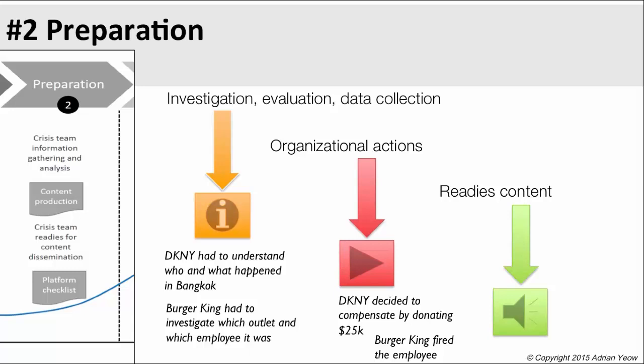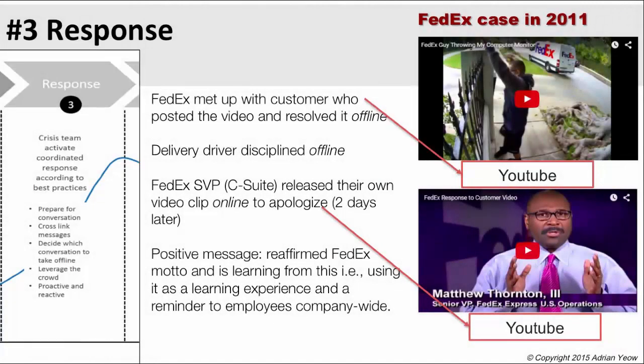information are compiled. The third step is response. The previous two steps were basically the preparation for this current step. Now, it is time to put it all together. Here, the team has to coordinate the release of the information as well as the content on the respective platforms in a way that ensures maximum impact. This includes proactive and reactive steps to keep the conversation going in a way that solidifies the organization's message. It may also involve cross-linking messages and deciding which conversations to take offline.